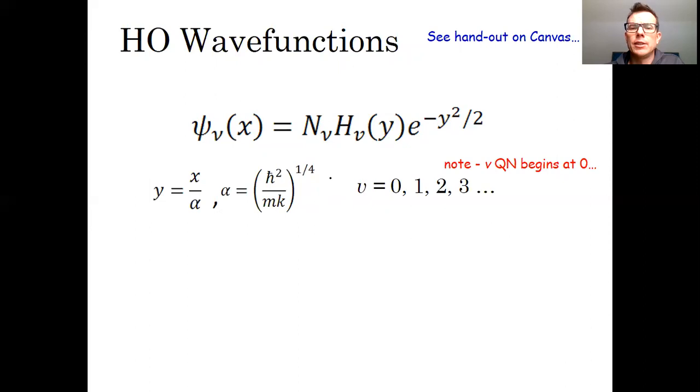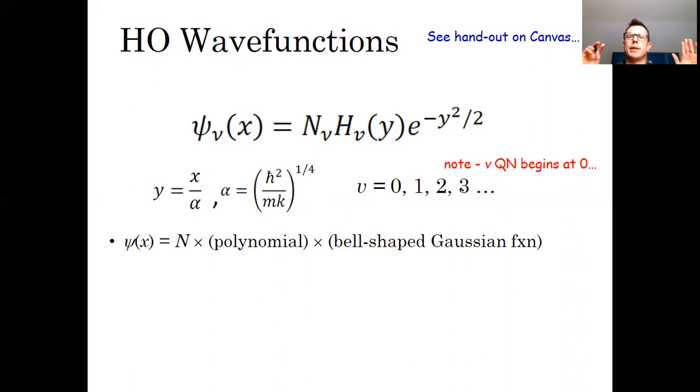Psi of x is equal to N sub v, H sub v of y, e to the minus y squared on 2, where the quantities have lots of definitions. So y is defined as follows: x over alpha. Alpha is (h bar squared over mk) to the 1/4. And v is some number, a counting number: 0, 1, 2, 3, and so on. So there's an awful lot going on here, and I want to sort of parse through this.